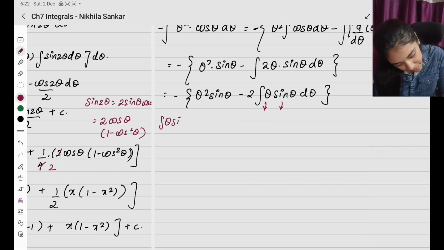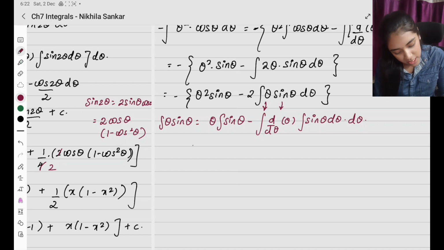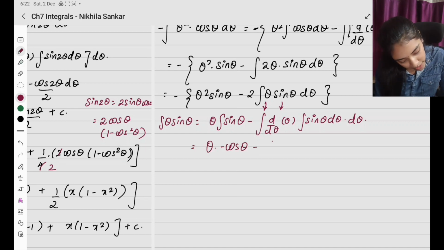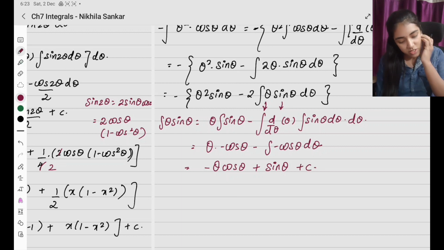So theta sin theta we integrate: I have first function times integral of second, minus the big integral of d by d theta of the first function times the integral of the second function times d theta. Okay, so this is theta times minus cos theta, minus 1 times minus cos theta, right? So integral of minus cos theta d theta, minus minus becomes plus. So I have minus theta cos theta plus the integral of cos, which is sin. So sin theta plus c. So this is what is inside.